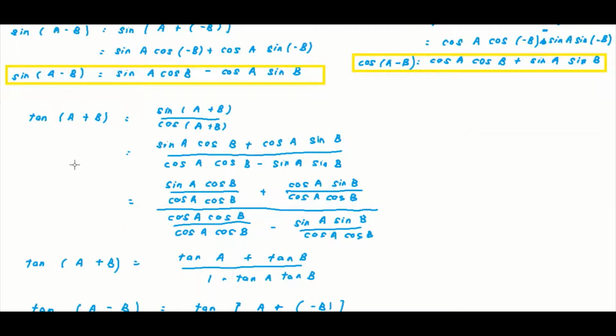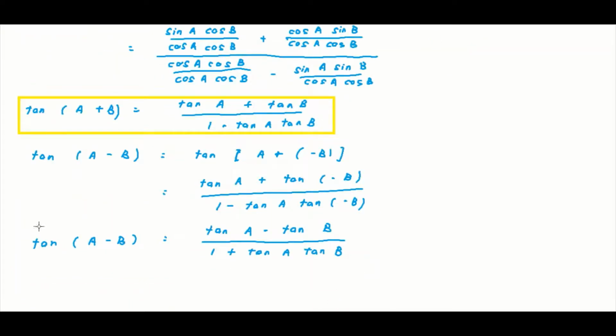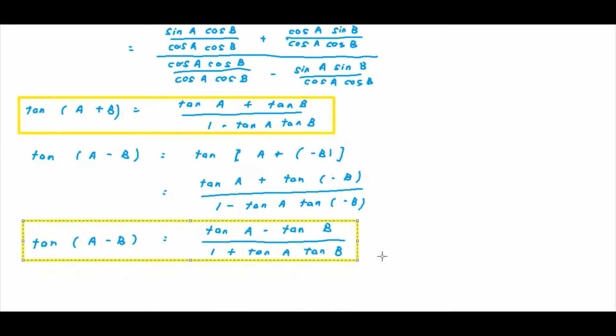Then after that, for tangent, you have tangent A plus B equals tangent A plus tangent B over 1 minus tangent A tangent B. So the last one is tangent A minus B, which gives you tangent A minus tangent B, and then divided by 1 plus tangent A tangent B.